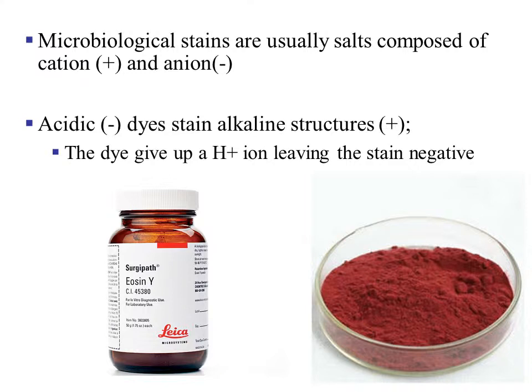Acidic dyes, which are negative, will stain alkaline structures. These alkaline structures will be positive. Opposites attract. The dye is going to give up a hydrogen ion, leaving the stain negative. Once the stain is negative, then it will stain alkaline structures. One example of this acidic dye is eosin Y.